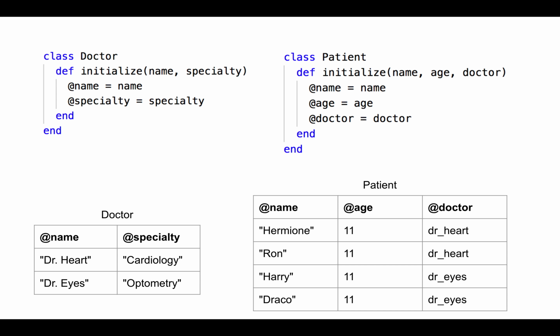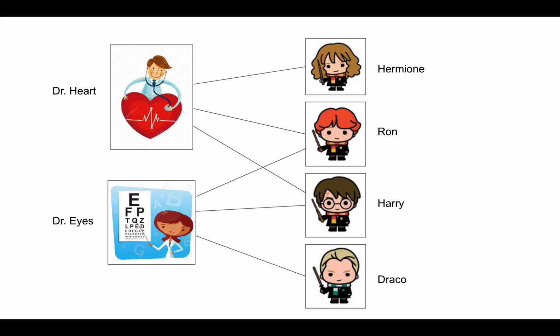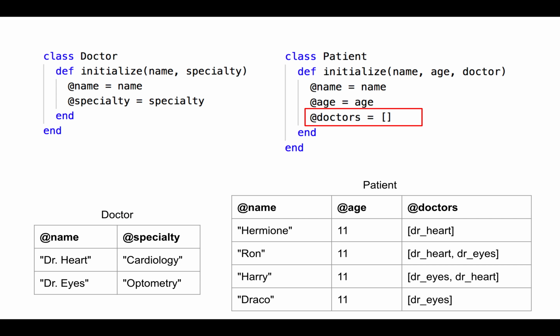But if a patient now has many doctors, well, we could try this approach where a patient now has an instance variable of doctors, which is an array. But here's the bigger problem. Eventually, once we get to databases, we can't store an array in our database. So again, a database is a fancy spreadsheet, and in an Excel spreadsheet or a Google spreadsheet, you can only really have one piece of data in one cell.